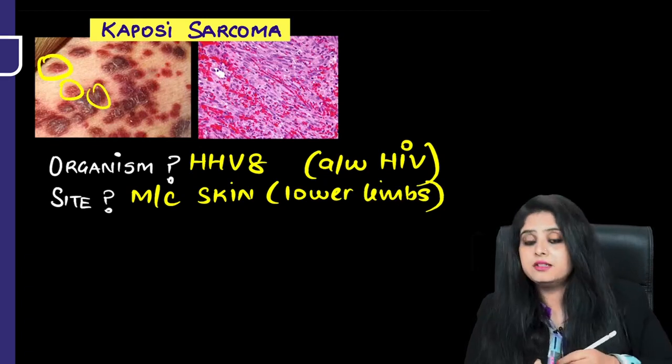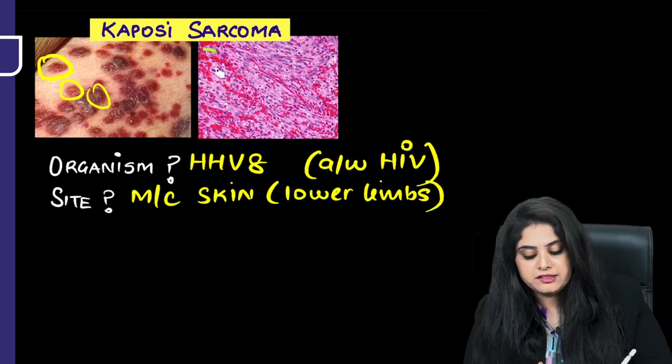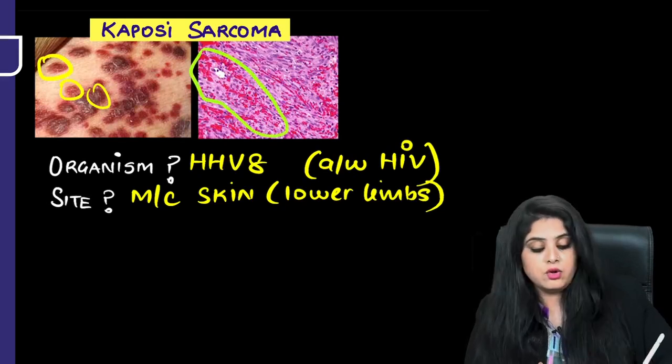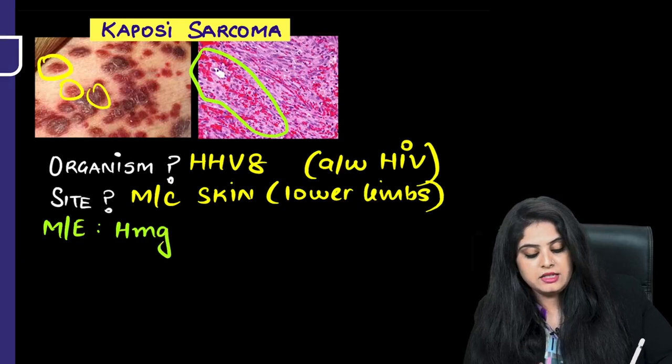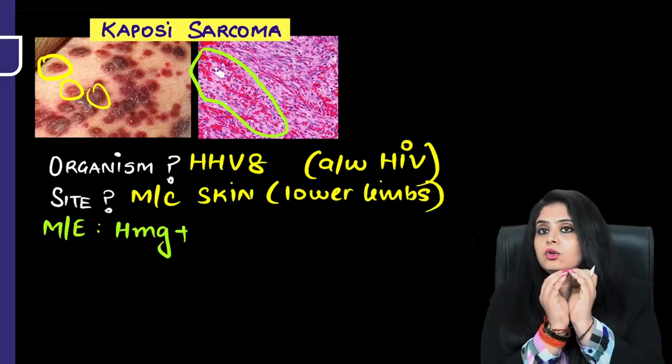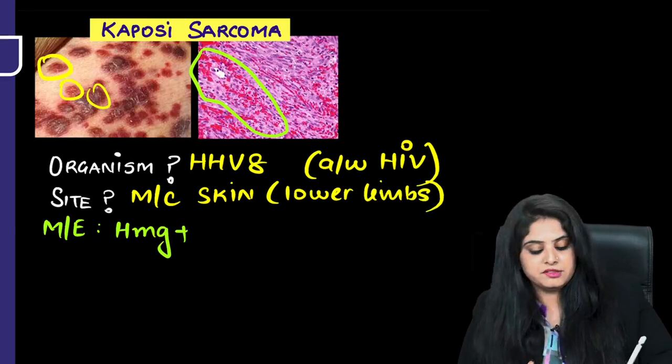So when you look at it under the microscope, you will realize that yes, it's a blood vessel tumor, there's a lot of hemorrhage. And the channels, you see, a blood vessel is normally round, but suddenly the blood vessel becomes slit-like.